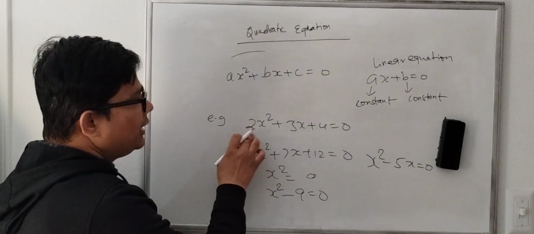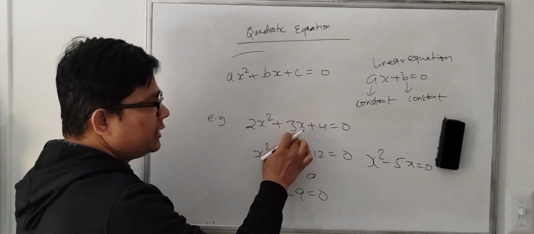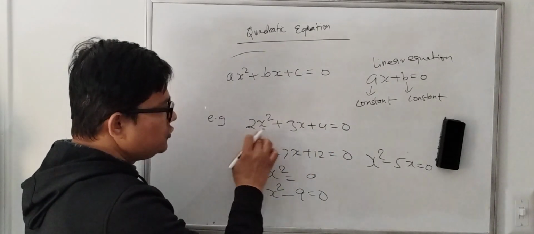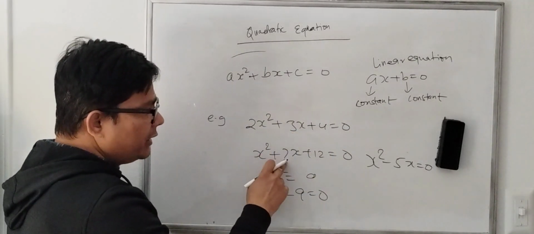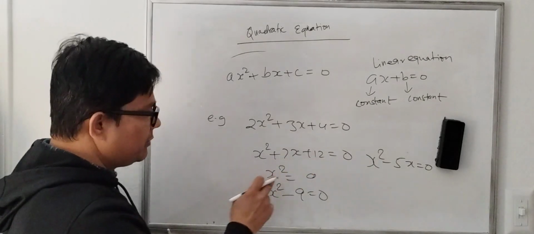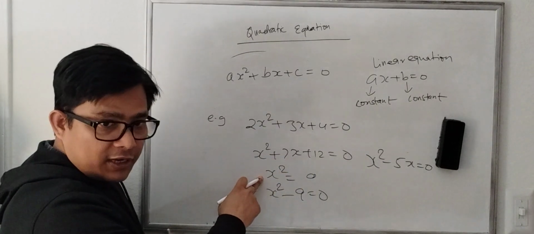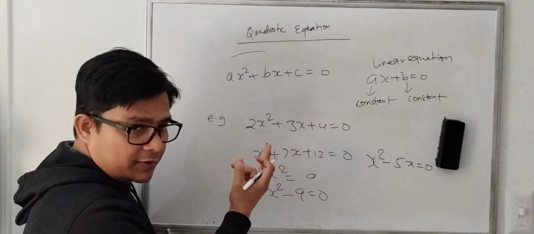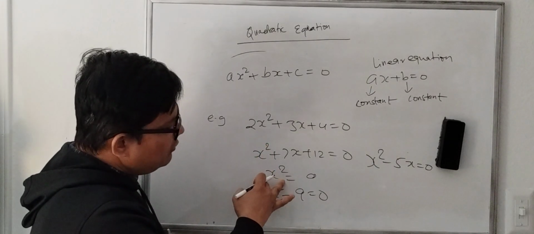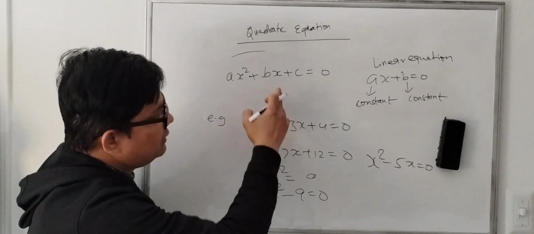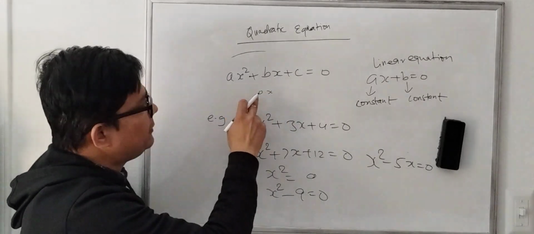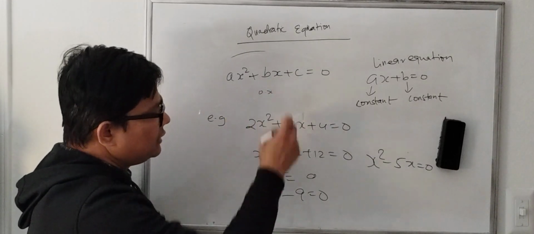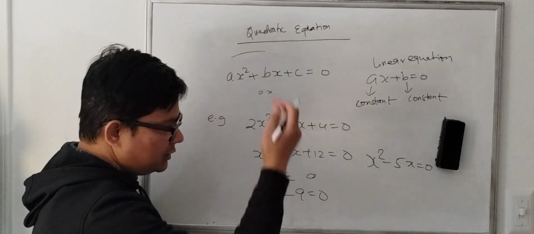So see here, we have all three values, a, b, c. Okay, a is 2, b is 3, c is 4. In this one, a is 1, b is 7, and c is 12. In this one, a is 1. What is the coefficient of x squared? 1. So a is 1. What is b? B is not there, so b is 0, because b is 0 times x, which will be 0. And again, there is no constant on this side, so c is 0.